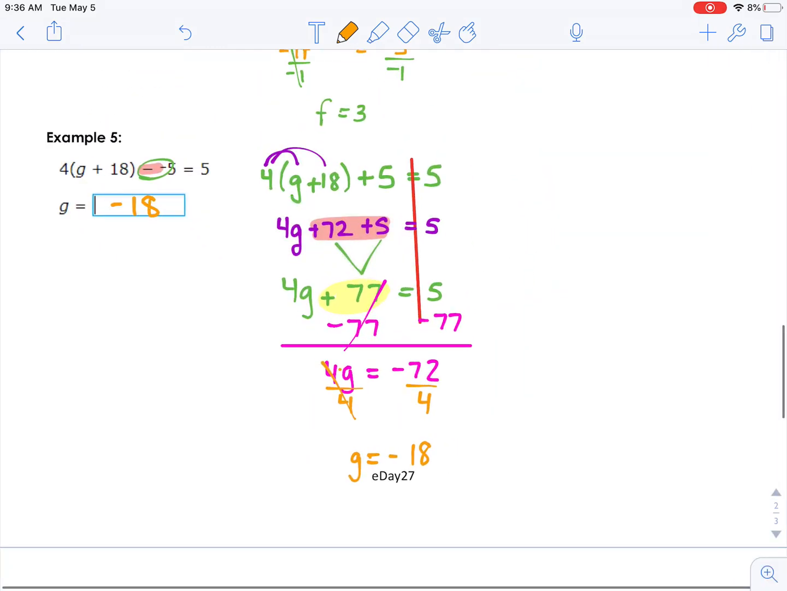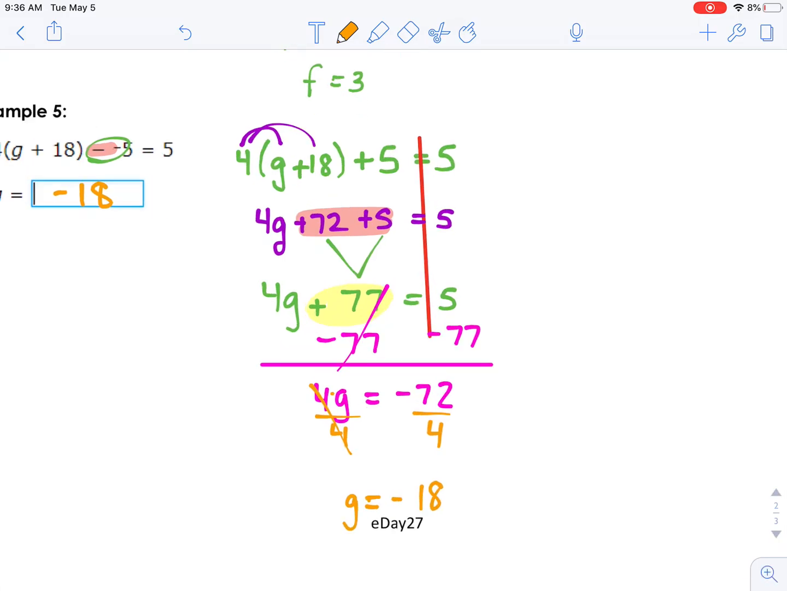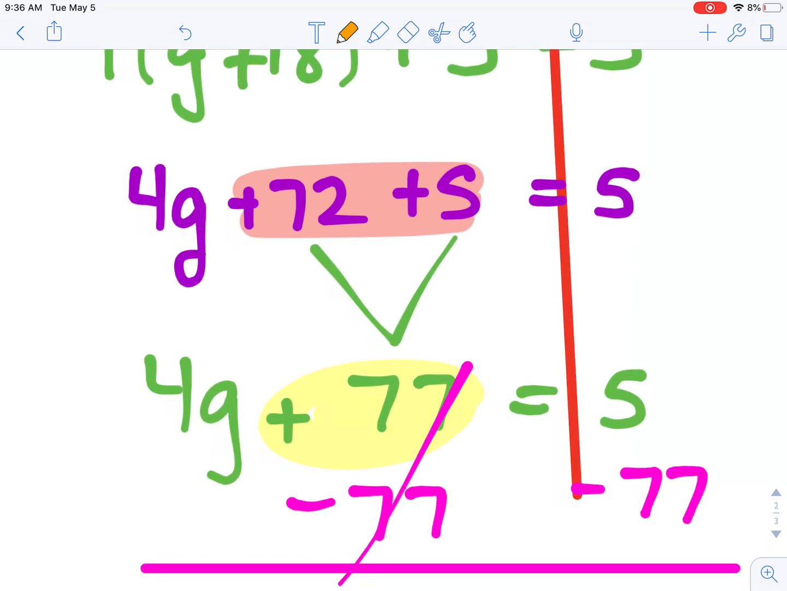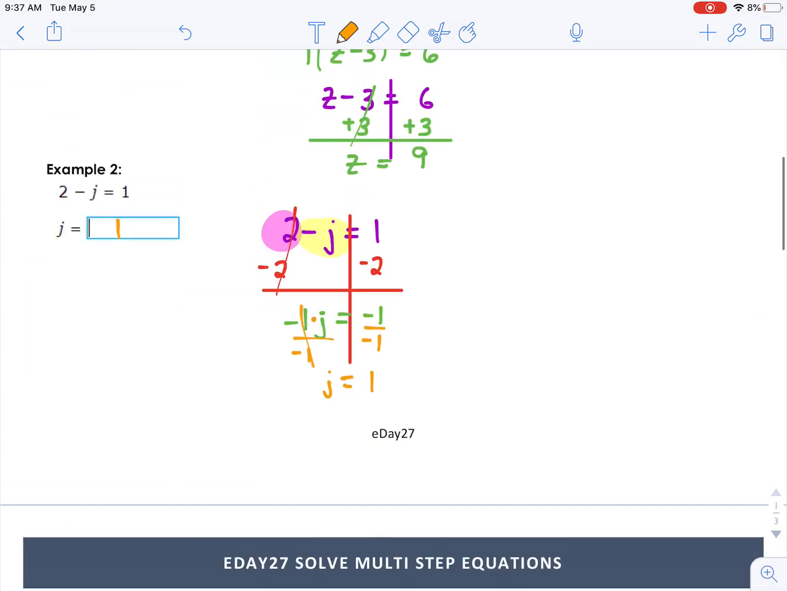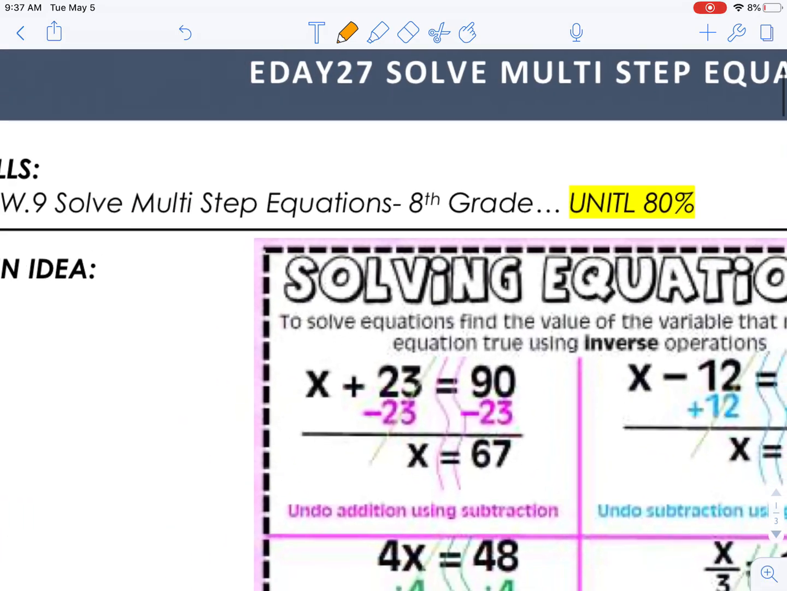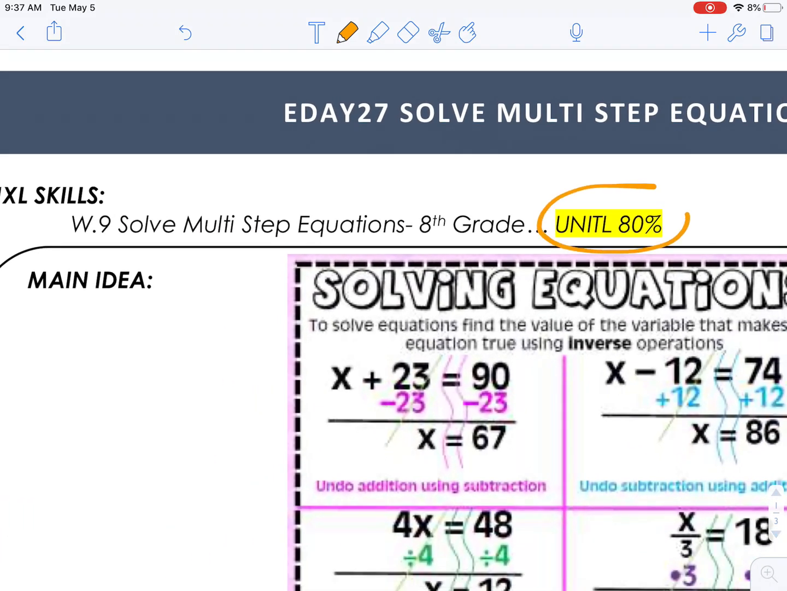So in this problem, get rid of any double signs. Distribute. When you are on the same side of the equal sign, it's called combine like terms, and you do as the sign says. Anytime you go across that equal sign, you do what's called inverse or opposite operations. For this IXL, we're only going to go to 80%.